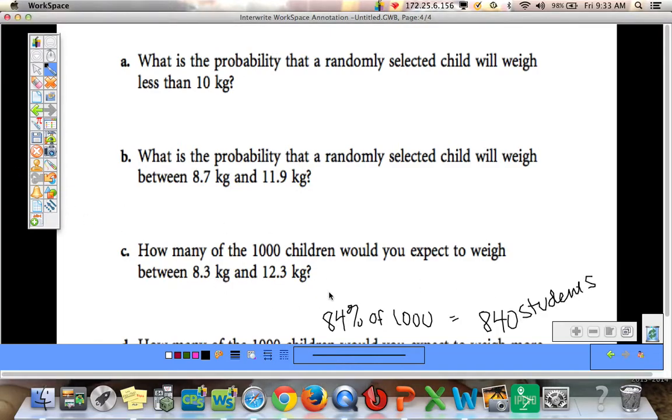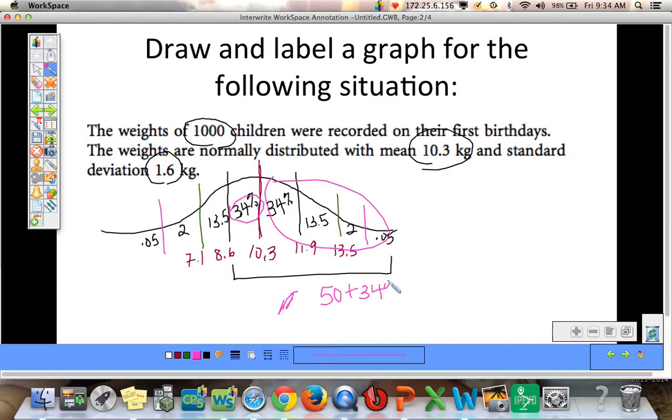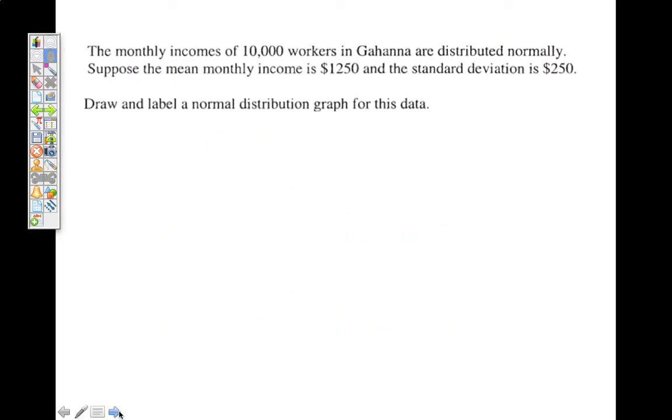Another way that we could have easily added up the 84% is, here's what we wanted. We know that this is half of the data because it's above the average, half of the data. So 0.5 or 50%, I should say 50%, plus the 34% right here. So that's another way we could have gotten the 84%, besides adding them all up individually. Okay. All right, one more example.